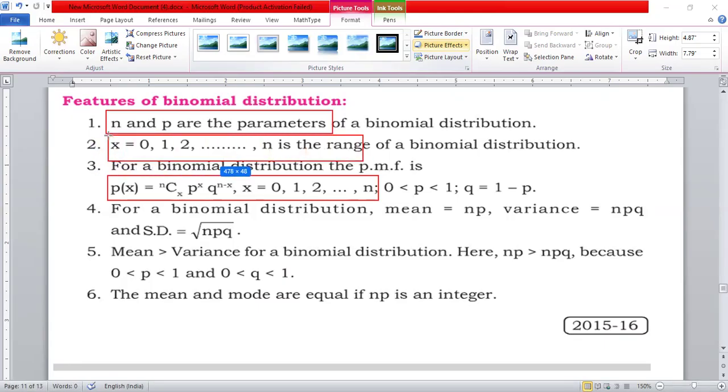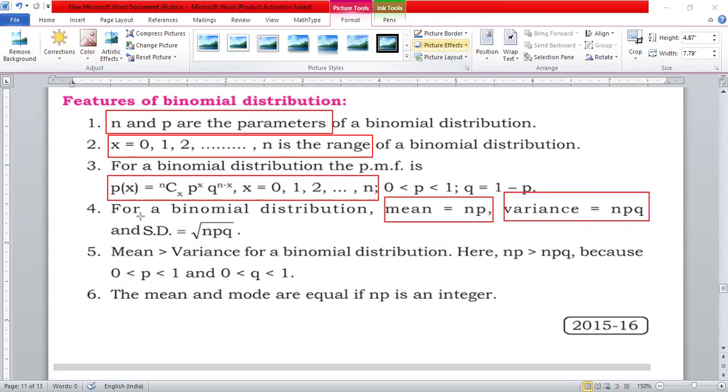Similarly, the range of the binomial distribution is x equal to 0, 1, 2, up to n. After that, for the binomial distribution, the mean is equal to NP, the variance is equal to NPQ, and the standard deviation is equal to root of NPQ. This is very important. Even if the parameters are given, they can ask you to write down the PMF, and calculate the mean, variance, and standard deviation also. And the relationship between the mean and variance of the binomial distribution, same as for Bernoulli: the mean is greater than the variance.